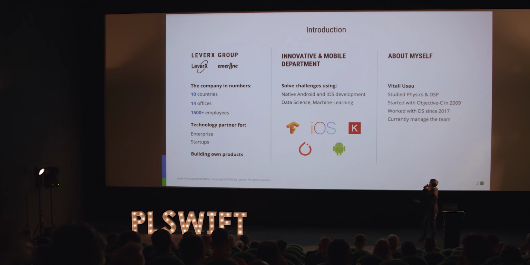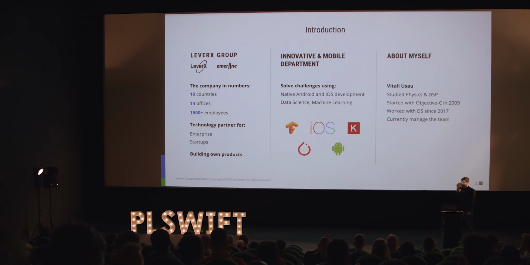And a few words about myself. So I studied physics and DSP. Previously we didn't use the term machine learning, it was like working with signals. Then I started working as an Objective-C developer. When I saw the first version of Swift, I just, oh my God, I'm going to data science. Just kidding, I love Swift, but I switched to data science later. And currently, mostly I lead developers, lead teams, so please do not expect a lot of code here today.